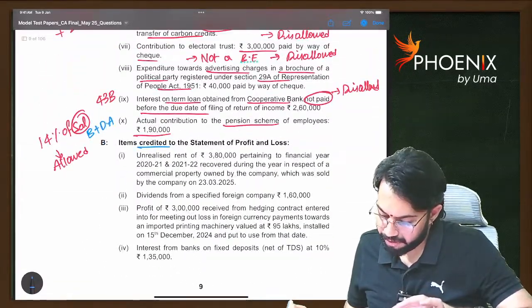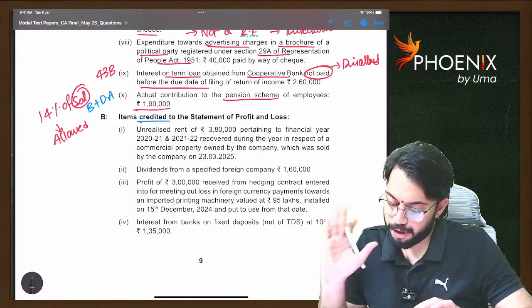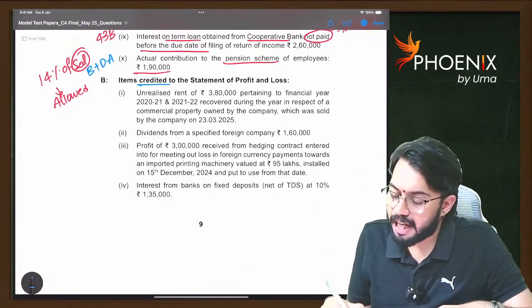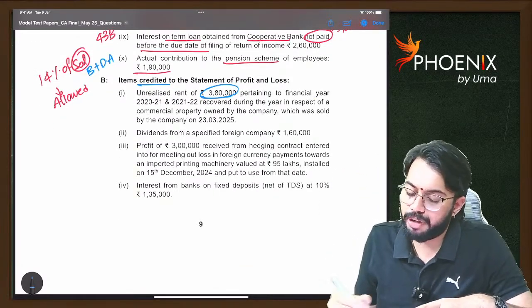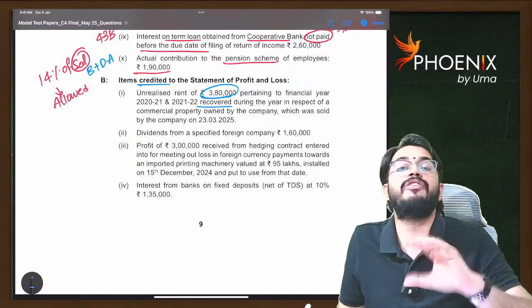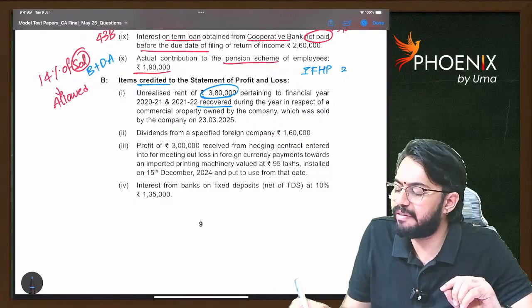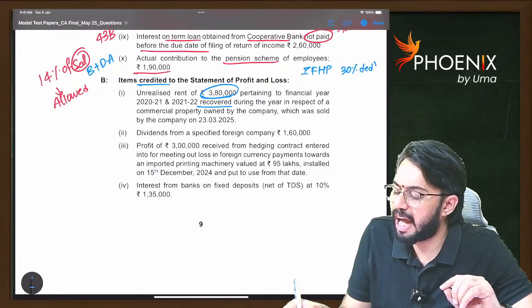Where that information was given, it is given somewhere. We will come back to this point. Okay. Unrealized rent 3,80,000 pertaining to financial year 2021-22 recovered during the year. Recovery of unrealized rent is taxable under income from house property. However, 30% deduction is allowed.